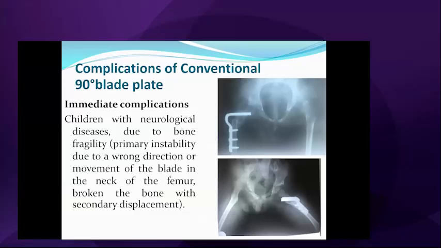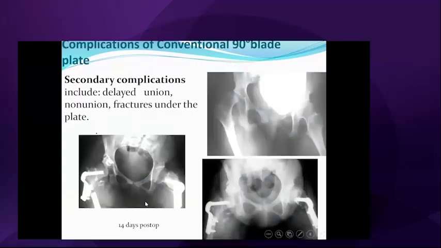Complications of the conventional plate: as you know, children with CP have bone fragility, wrong direction, or movement of the blade in the neck of the femur. So secondary displacement is common. Secondary complications: delayed union or nonunion, fracture under the blade. As you see in this case, this is a fracture under the blade, because we use a blade with a 4.5 screw, which causes a stress fracture under the blade.